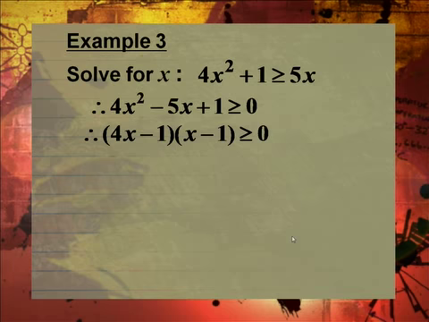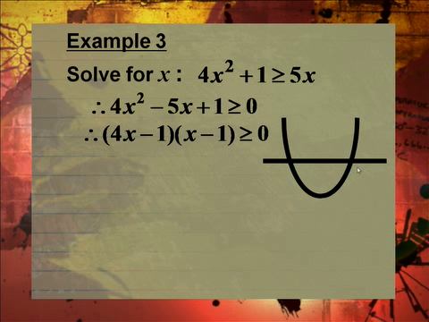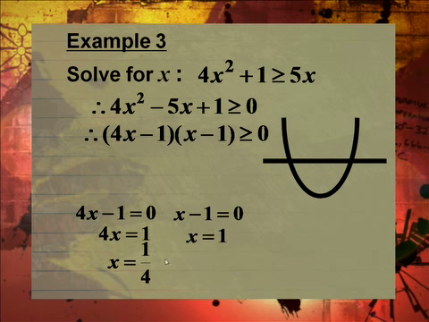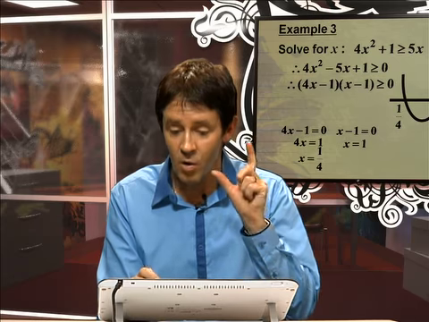Now what do we do? We've got a happy parabola. We need to get the x-intercepts. So what do we do with each bracket? We take them and we solve for x. Now we've got a fraction there, and likewise with the x minus 1, we get 1. Now remember, a quarter goes first, and then 1, second. Those are your x-intercepts. Okay, now hold on to this.